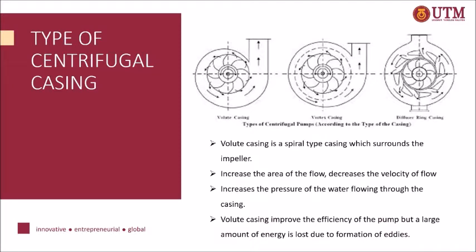Next is type of centrifugal casing. There are three types of casing. The first one is volute casing, the second one is vortex casing, and the third one is diffuser ring casing. In my project, I will only consider volute casing. Volute casing is a spiral type casing which surrounds the impeller, increases the area of the flow, decreases the velocity of flow, increases the pressure of the water flowing through the casing.